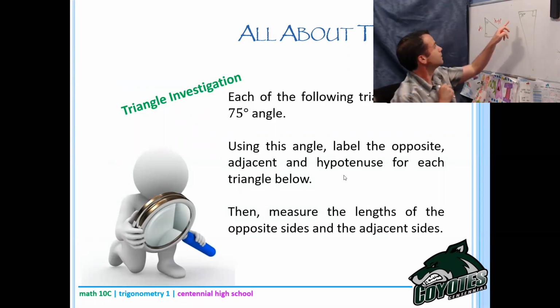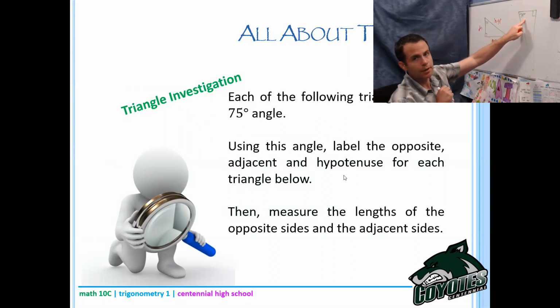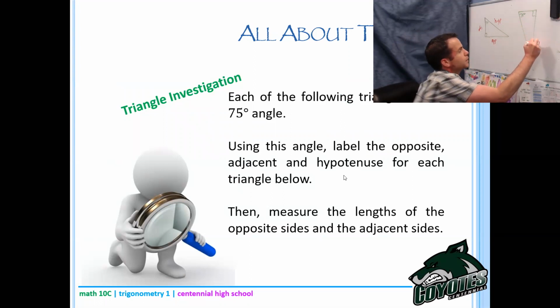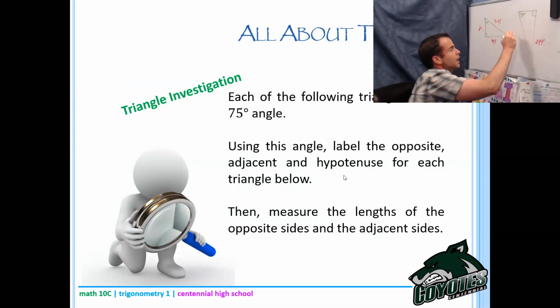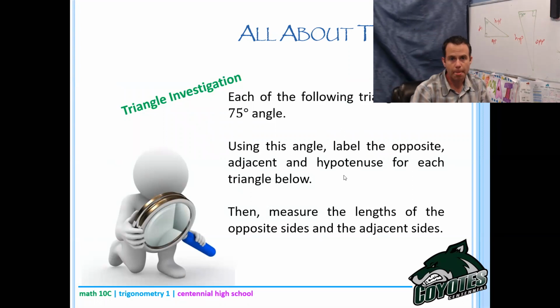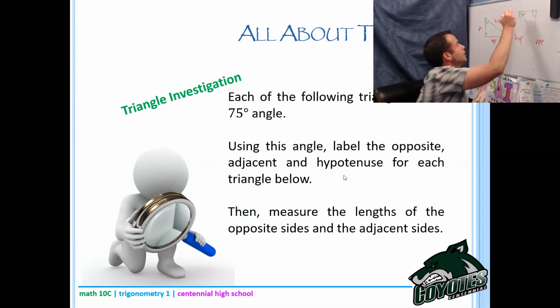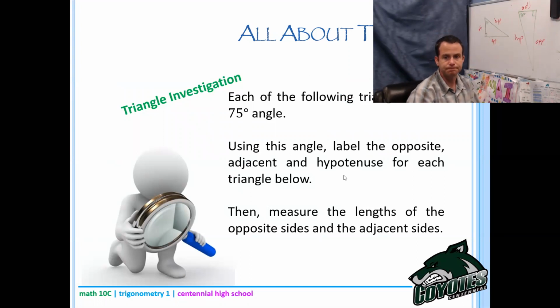Okay, and then in this triangle, the 75 degrees is here. So if I point away from the 75 degrees, it will point to my opposite. My hypotenuse would be opposite the 90-degree angle. And then the other guy is the adjacent. Then I said, measure the lengths of the opposite sides and the adjacent sides.